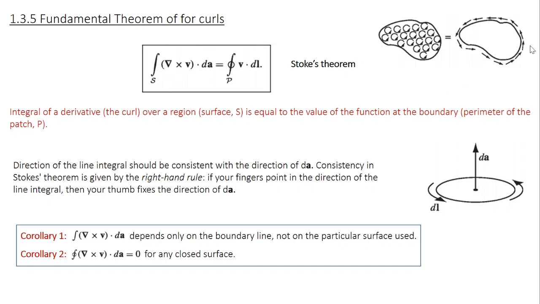Alternatively, if you want to calculate the total rotation, you just go to the edge of the whirlpool and monitor the flow of the function. This is nothing but the line integral along the perimeter. So both are equal.